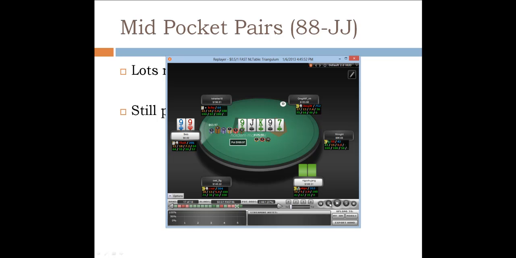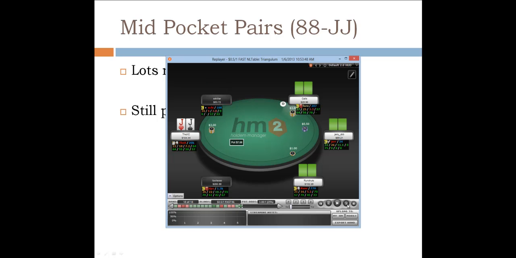So I don't think checking back the turn is all that bad when the 9 comes. But I think a small bet might be reasonable as well. Let me see on the turn. $24. I mean, a fourth of the pot.